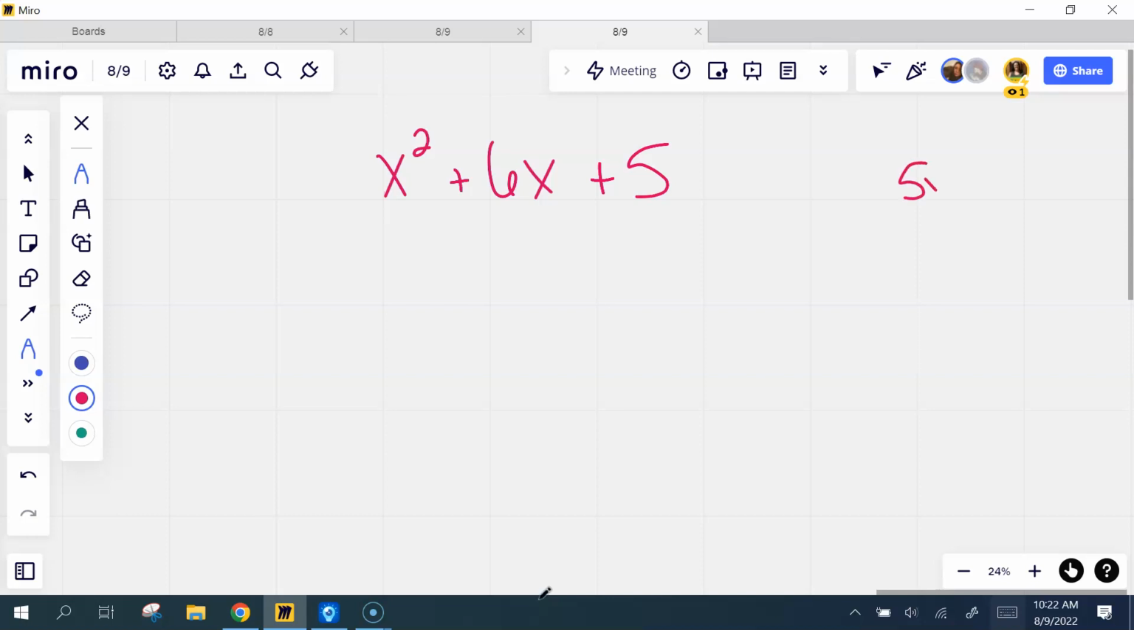5x squared. So here's the puzzle part. I need 2 things that multiply to 5x squared, but they add to 6x. There you go. 1x and 5x. So now, instead of this being 6x, it's going to be 1x and 5x. Does that make sense? Okay. Let's try.